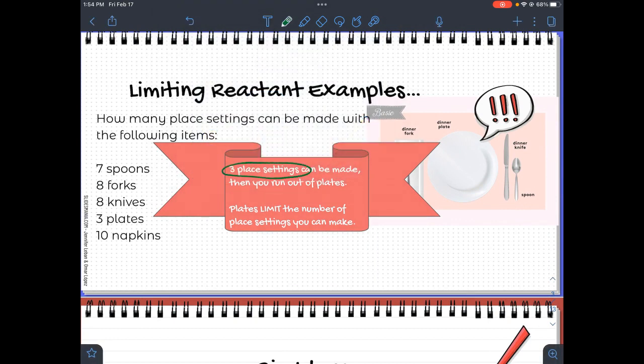3 total settings can be made because then you run out of plates. And once you run out of plates, there are no more place settings, okay? You cannot make a complete place setting without a plate. So we could phrase this and say that plates limit the number of place settings you make. They are what's called the limiting factor because they determine how many places you can set at the table. In chemistry, we would call that a limiting reactant because it limits how much stuff we can make.